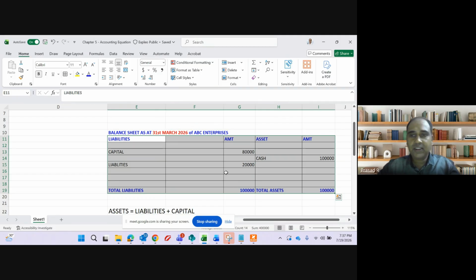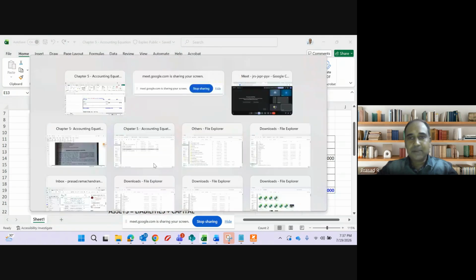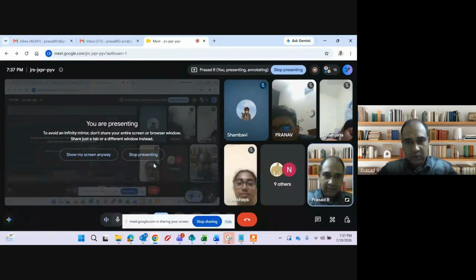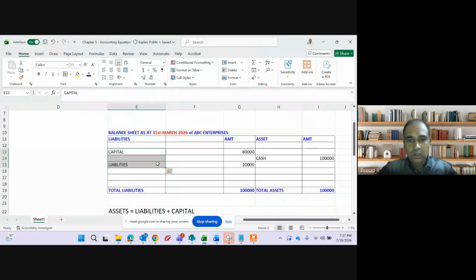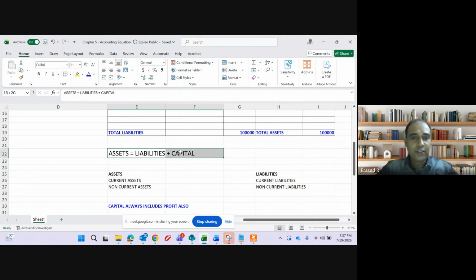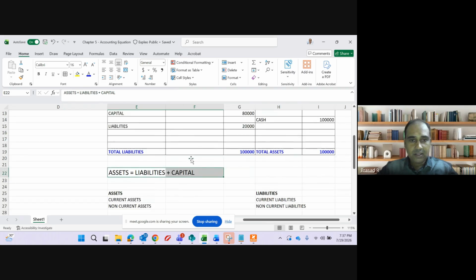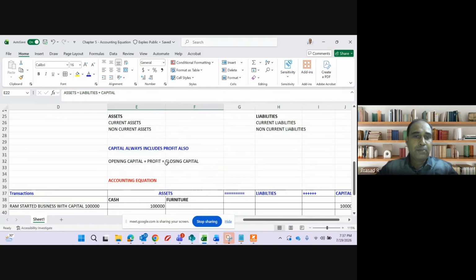If we see the balance sheet, on one side there is assets. The total of assets will always be equal to the total of liabilities. And when we say liabilities, it is nothing but capital plus liabilities. Any doubt, guys, so far? So the accounting equation is assets equal to liabilities plus capital.